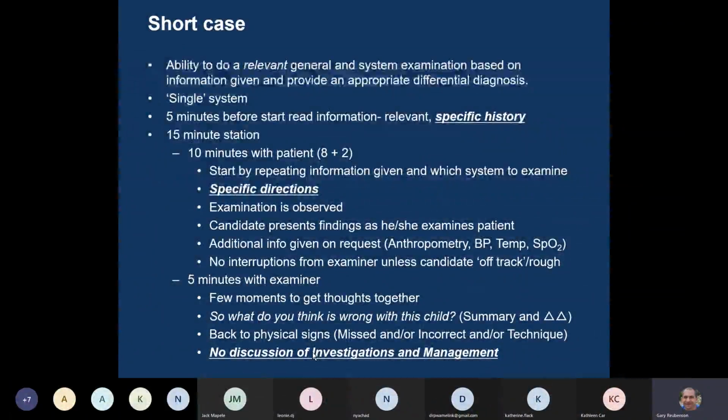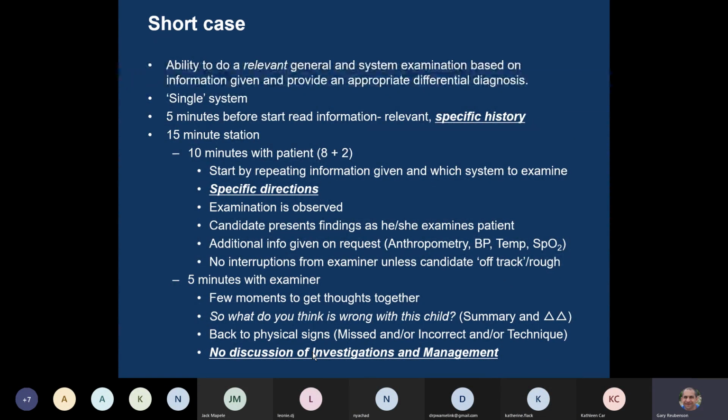So what I'm going to talk about now is how it works prior to COVID times, and then we'll talk a little bit about how it's changed. So here, the timing you're aware of, this is very much a focused general and systems examination. It will almost never extend beyond one system, and often won't even be a full system.